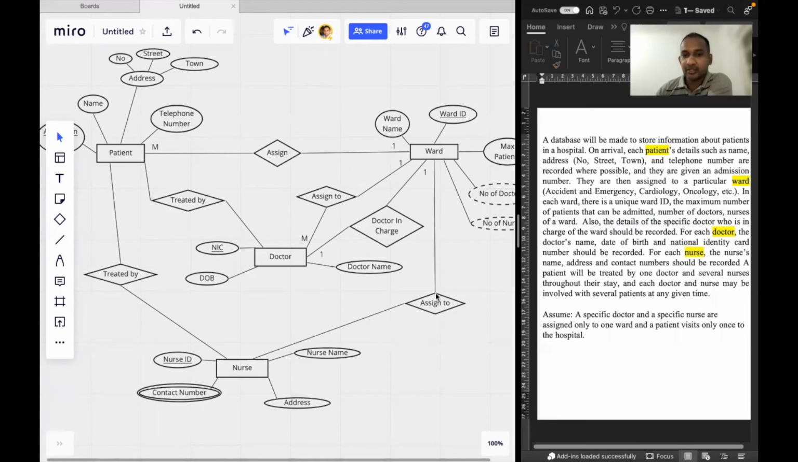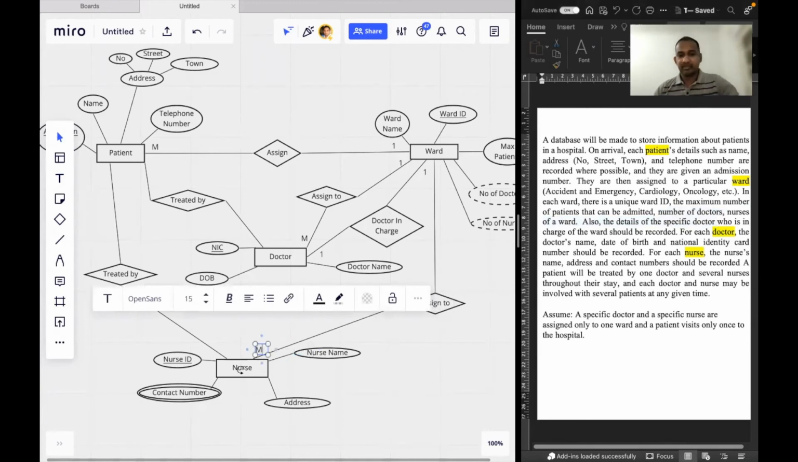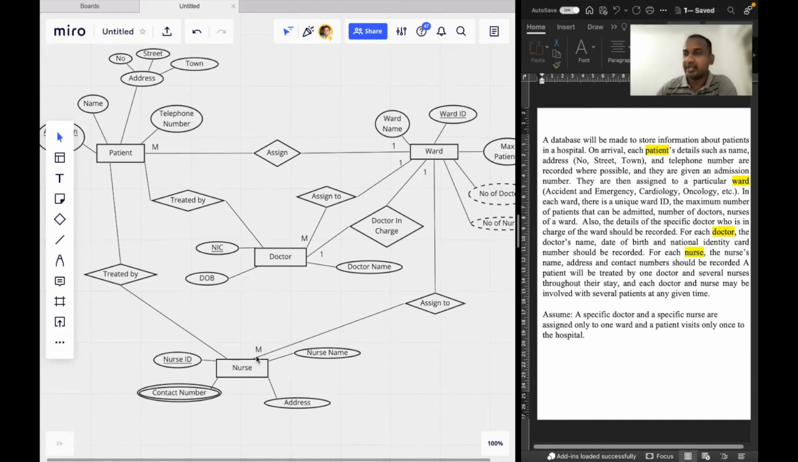Okay, let's go to the assigned to. That means the nurse and the ward, the same relationship as the doctor and the ward. If you take one ward, how many nurses are available? You know there are a number of doctors and nurses in the ward. That means if you take one ward, there can be many nurses. So put here as many. So remember that always when you are going to do the cardinality to the nurse side, take the ward as 1. One ward, there can be many nurses.